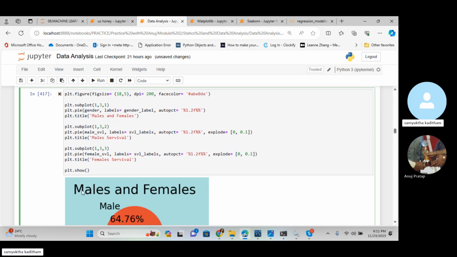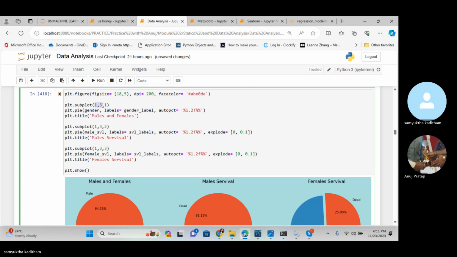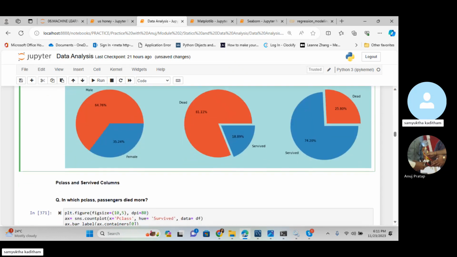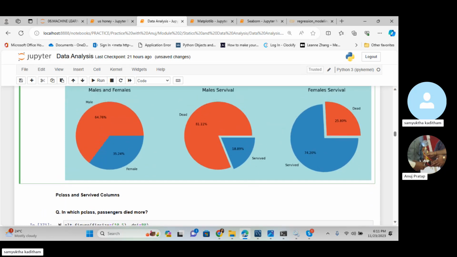So how many plots do we want? That many plots will come when we multiply these two. 3 into 1 will give 3 plots, so 1, 2, 3. The number of subplots is 1, 2, 3. That's a simple thing.